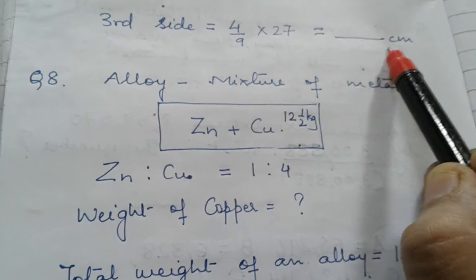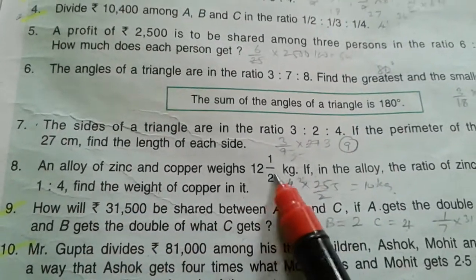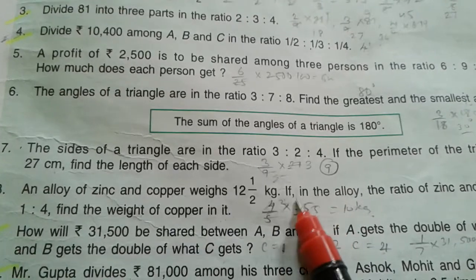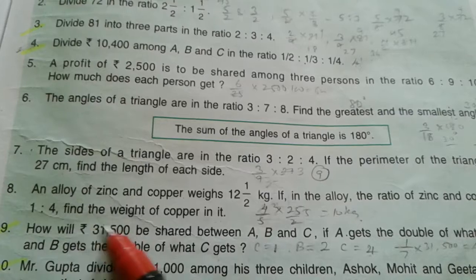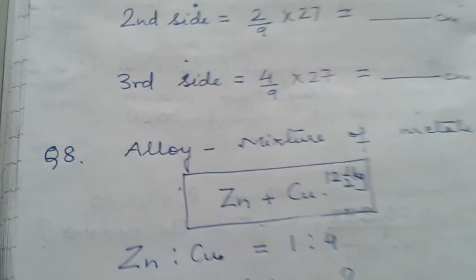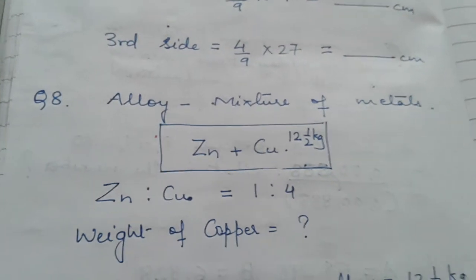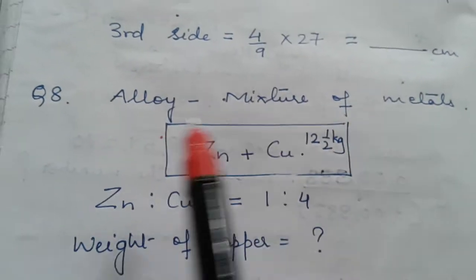So question number 8: an alloy of zinc and copper weighs 12.5 kg. If in the alloy the ratio of zinc and copper is 1:4, find the weight of the copper in it. Before starting this question, let's go to the chemistry section for some time.